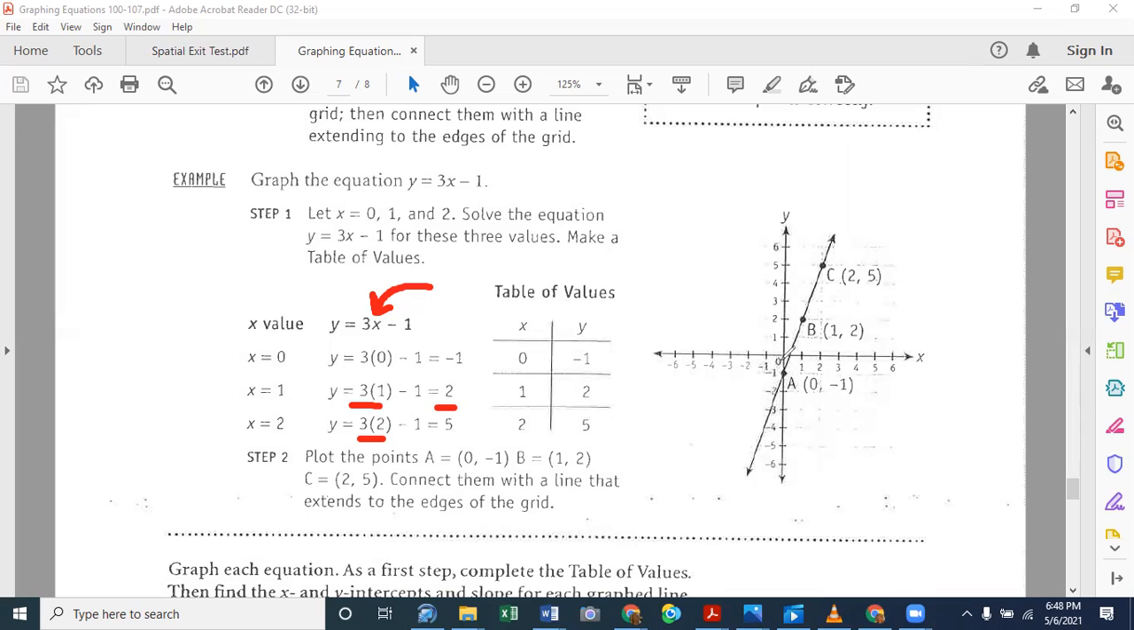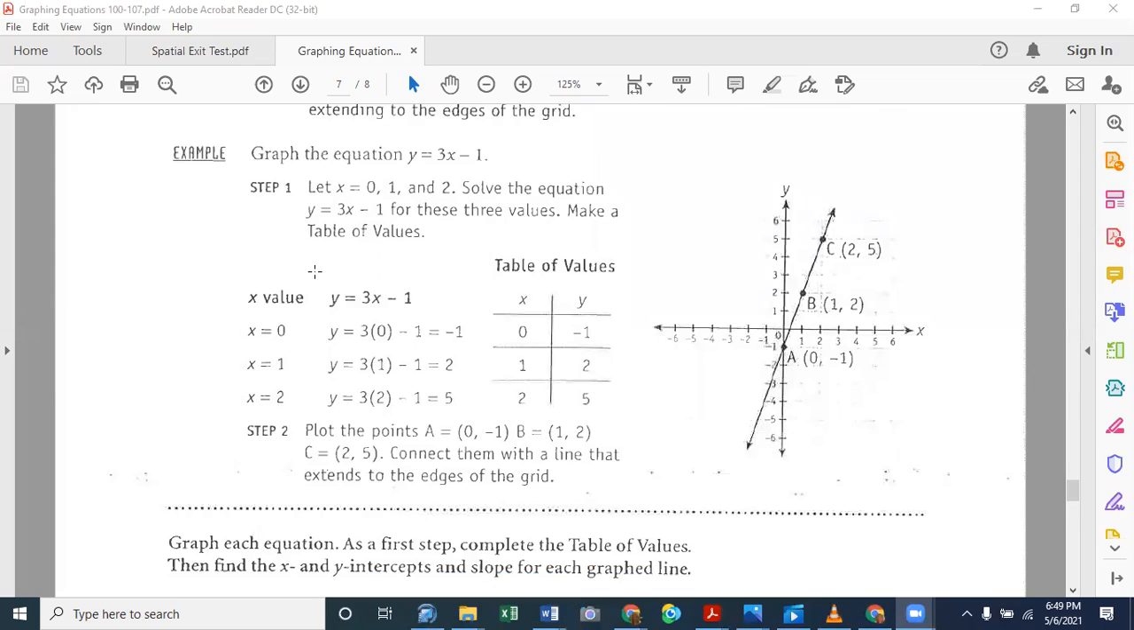So we have 0, negative 1, and that we know is the y-intercept. Then we have 1, 2, so we go 1 and up 2. And then we have 2 and then 5. So 2 and up 5. And here we have 3 points that lie on our line. So we can then graph our line. We only need 2 points, but we have 3 in this case, so that's great. We'll put them in there, and there we go. That's another way to graph the line.